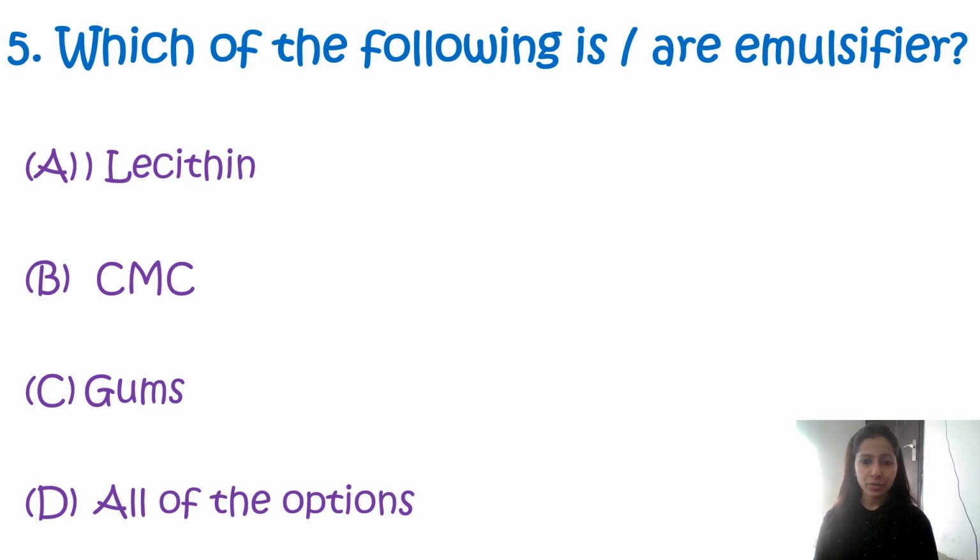Question number 5, which of the following is or are emulsifiers? Option A, lecithin. Option B, CMC. Option C, gums. D, all of the options. So, emulsifiers क्या होते हैं? Emulsifiers are those substances that can stabilize emulsions. Actually क्या होता है कि since in oil in water, it consists of a water loving hydrophilic head and an oil loving hydrophobic tail. So the correct example is option number A, that is lecithin. So lecithin acts as an emulsifier.